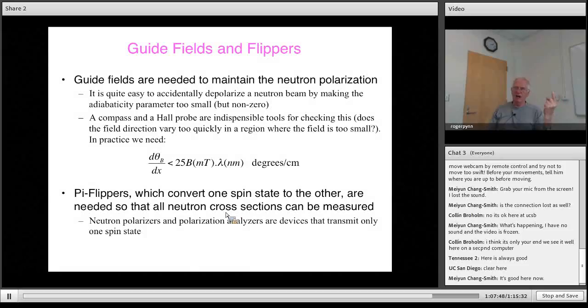Because if you have a device that produces polarized neutrons, it will always produce polarized neutrons in a particular direction relative to a magnetic field. And unless you can change that, you're always going to have the neutrons coming into the sample in the up state. So if you want to measure the scattering cross-section, let's say with neutrons coming in a down state, you've got to be able to flip the neutron spin. The devices which change the neutron spin state or the polarization from, let's say, predominantly up to down are called pi flippers, and they also change it from down to up.